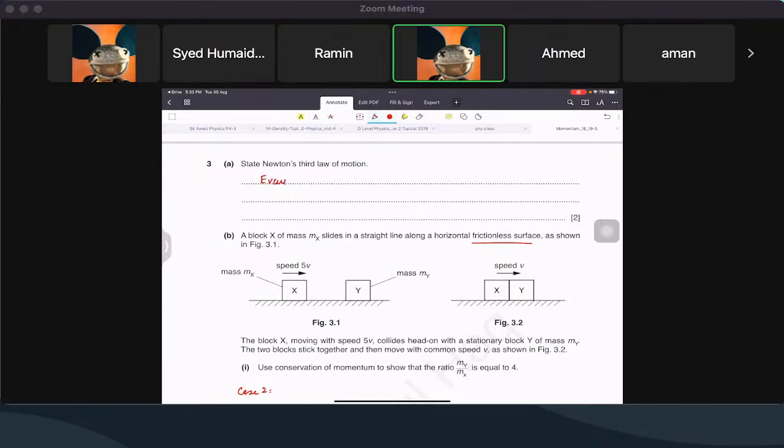Every action on body A by body B has an equal and opposite reaction on body B by body A. That's the third law.